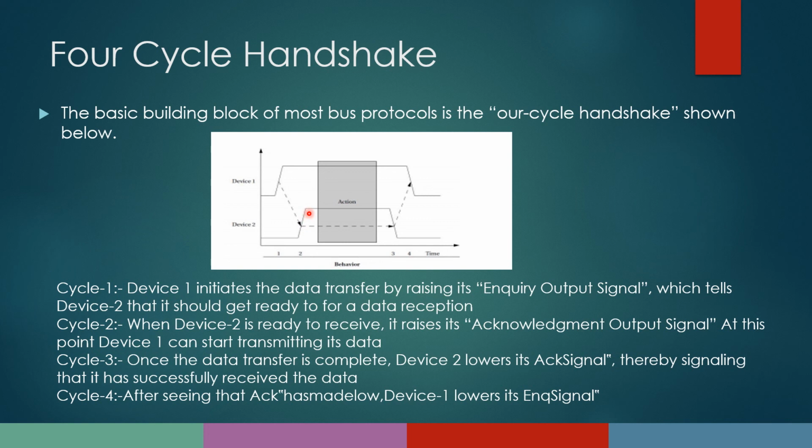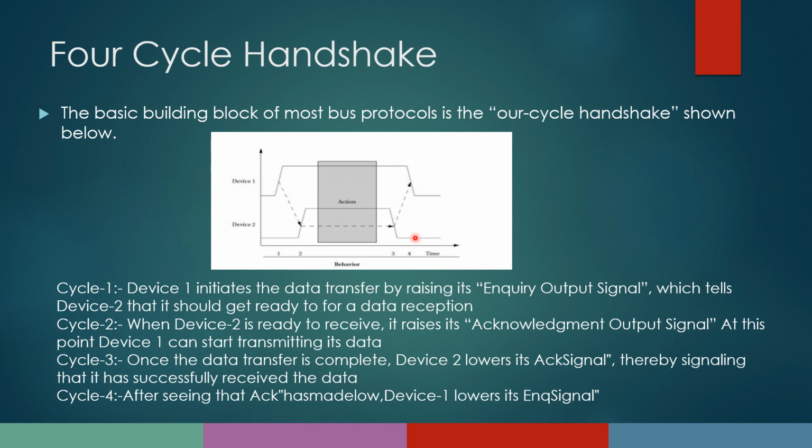Now what is cycle 3? Here is the point where we have data transmission, and once it is complete, device 2 has to lower its acknowledgement signal, thereby signaling that it has successfully received the data. So once this occurs, the data transmission takes place, and afterwards what will happen? See, at cycle 3, at this particular point, it is lowering its ACK signal. Okay, so the data has completely been transferred. Now it is sending back an acknowledgement signal indicating that it has successfully received the data.